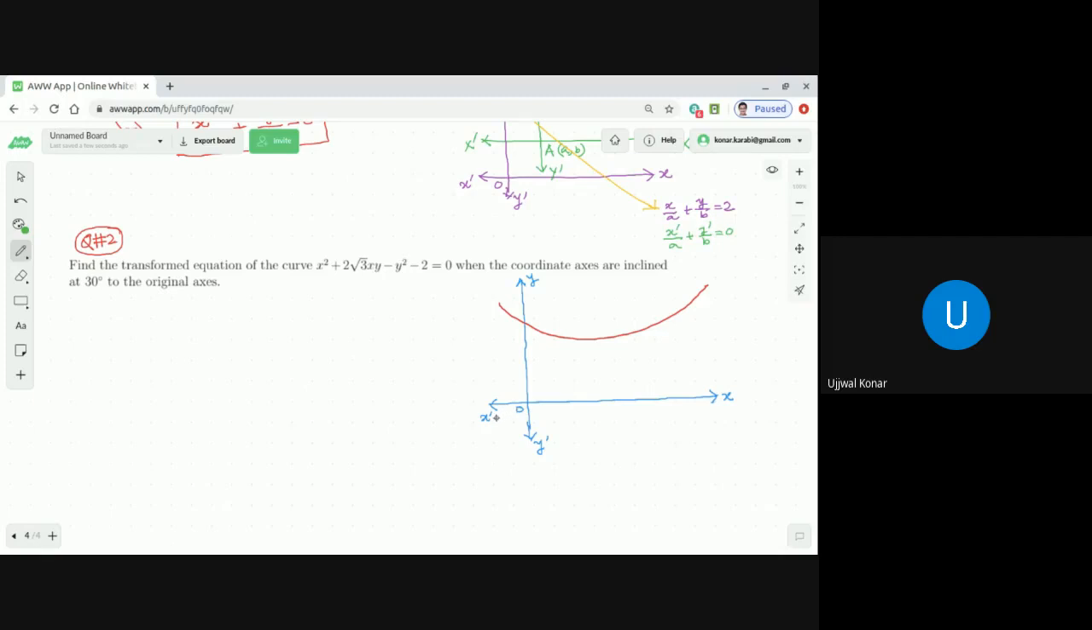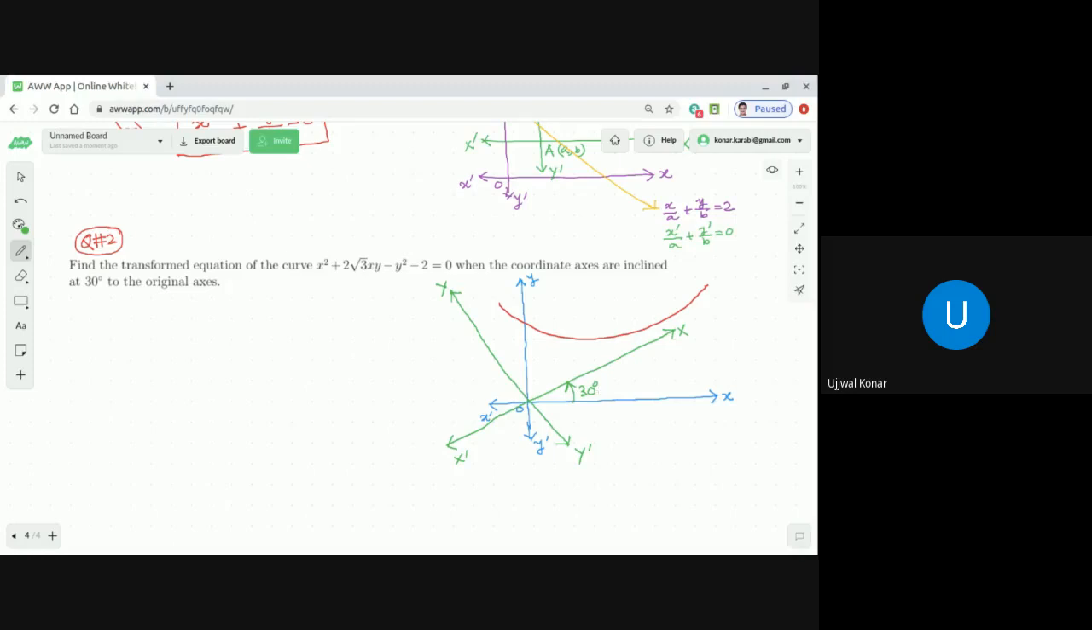That means the new x-axis will be something like this, that is capital X O capital X dash. Similarly, the y-axis should also get moved by the same 30 degrees. Correct? So what we get is capital Y O Y dash. And this angle is 30 degrees. This angle is 30 degrees.